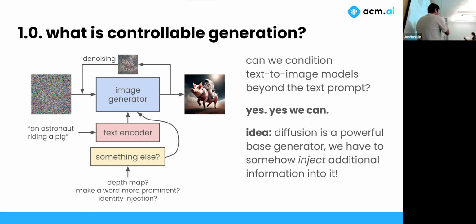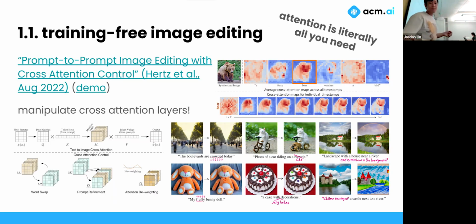Can we inject the identity of a certain thing? So I'm going to start with the first part, which is training-free image editing, AKA, we're not training anything else. We're just manipulating things within the diffusion model. And attention is literally all you need.